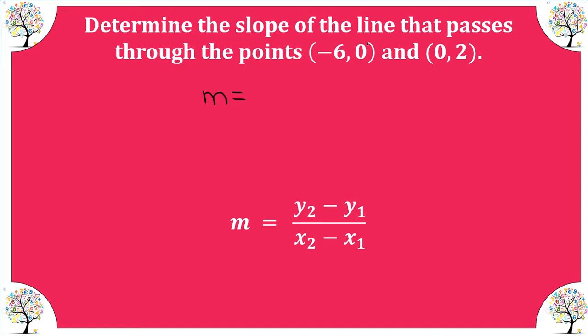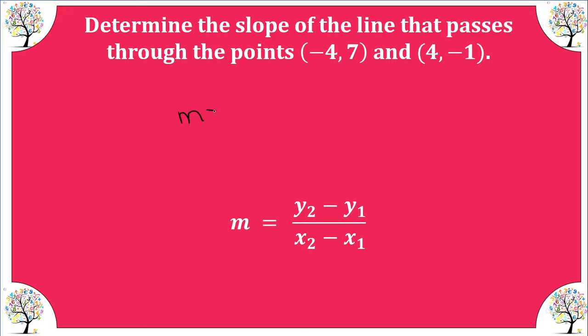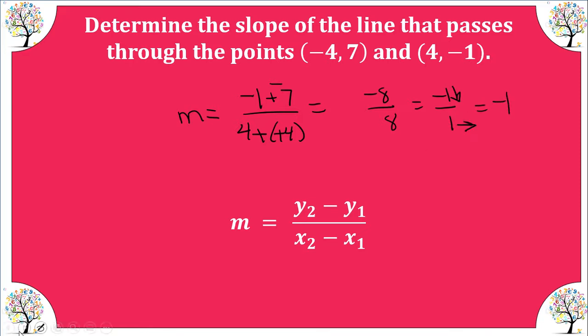We have 2 minus 0 compared to 0 minus -6. Again, be very careful with your negatives. So we have 2 over 6, which is 1 over 3. So it's up 1 and to the right 3. -1 minus 7 compared to 4 minus -4. I get -8 over 8. That gives me -1 over 1 or -1. Down 1, right 1.